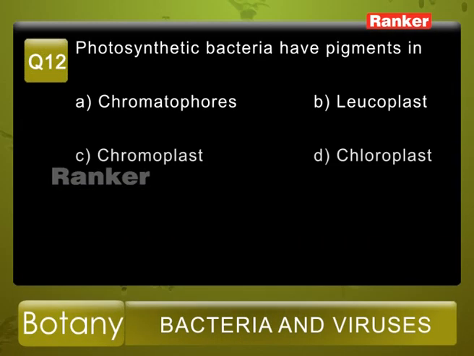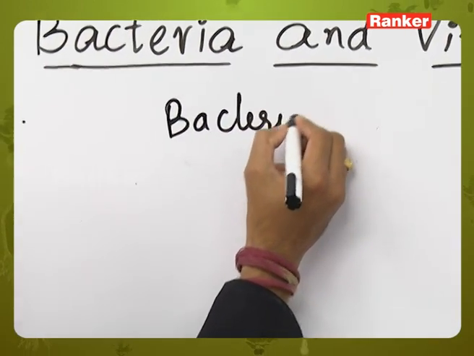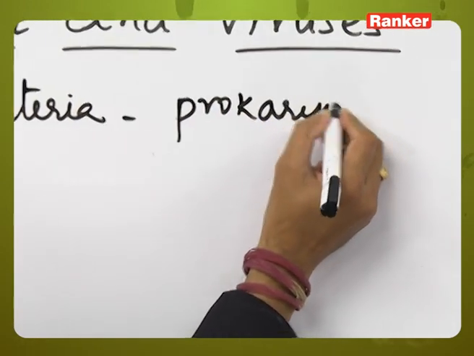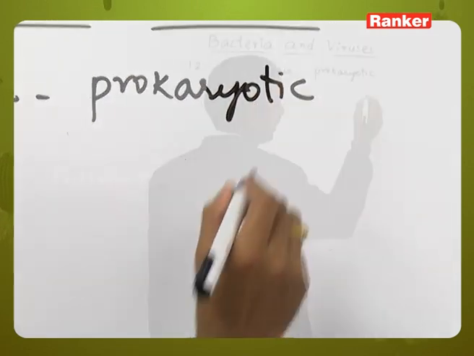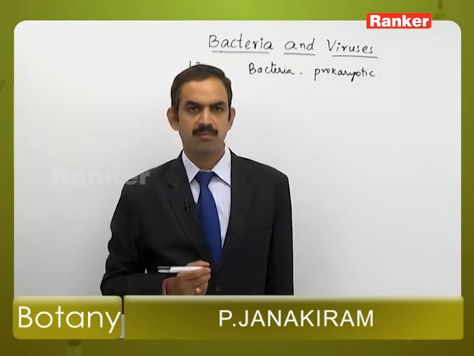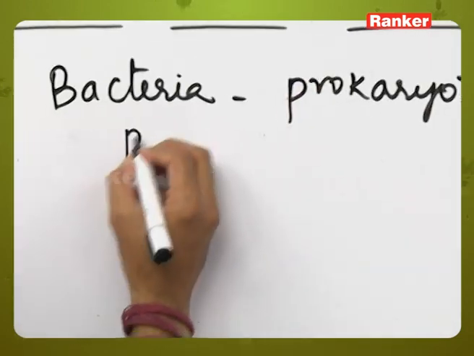Question number 12. Photosynthetic bacteria have pigments in. The given options are A. chromatophores, B. leucoplast, C. chromoplast, and D. chloroplast. So here the bacteria are prokaryotic organisms. Prokaryotic means the one which does not have the double membrane structures like plastids and mitochondria. So here the plastids are absent.